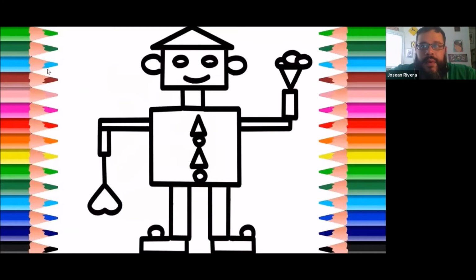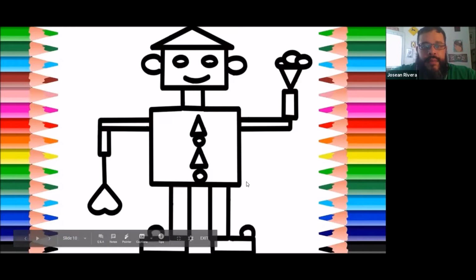Right, so what we're going to do today is work together to create a drawing of this robot. You are going to want to have a piece of paper and pencil or crayon or marker to draw your picture. We will be working on this step by step, so feel free to pause if you have to get your materials ready. And when you are ready, you can unpause and we can start our drawing.